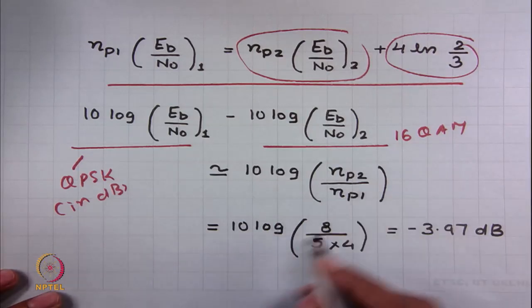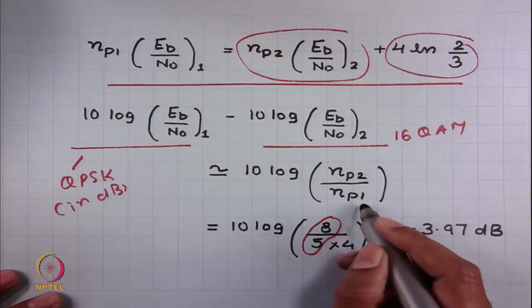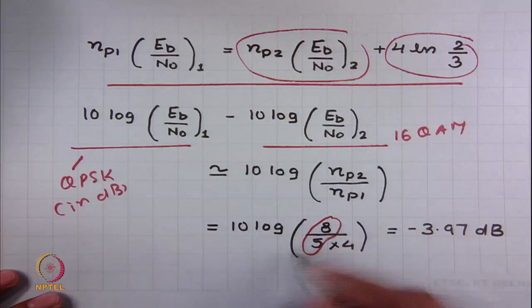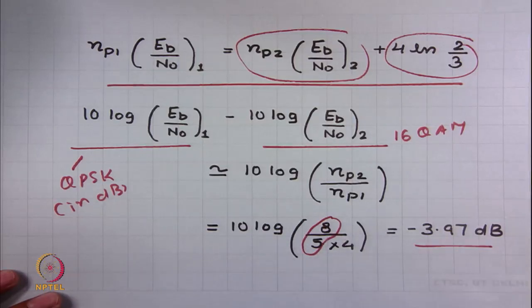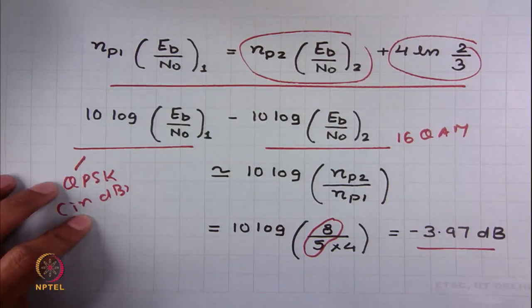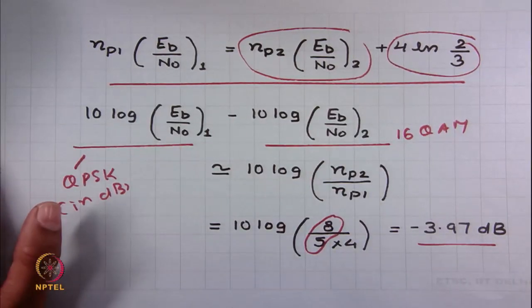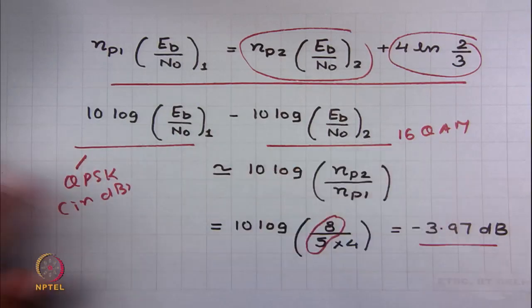So, eta p2 is 8 by 5, the power efficiency of 16-QAM, and the power efficiency of QPSK is 4. Thus, taking this ratio and expressing this in dB scale, I get a number, minus 3.97 dB. Thus, the Eb/N0 requirement in QPSK systems is 3.97 dB smaller than the Eb/N0 requirement in 16-QAM systems. Thus, QPSK is more power efficient than 16-QAM.